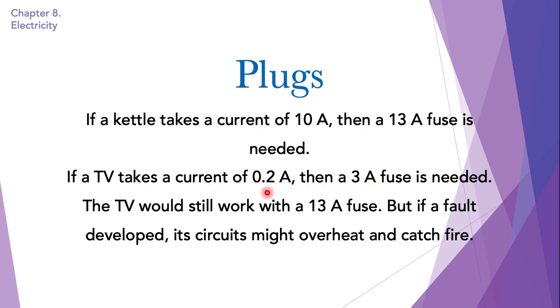With 3 amperes, like from 0.2, if it reaches 3 amperes, the fuse will trip off. The fuse will blow. So there is less risk. If it's a 13 ampere fuse, an appliance would still work, but there's a much bigger risk because it's a big difference. Till it reaches 13 amperes, the circuits might overheat and catch fire. So that is why we use a fuse value which is as close to the current as possible.